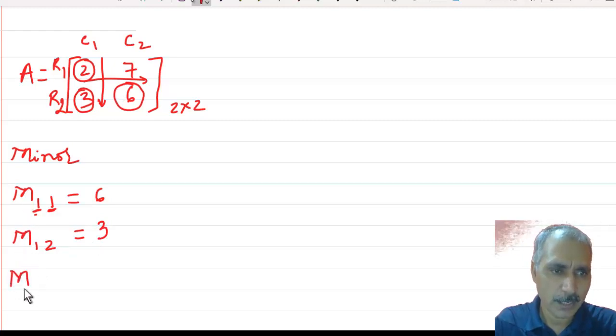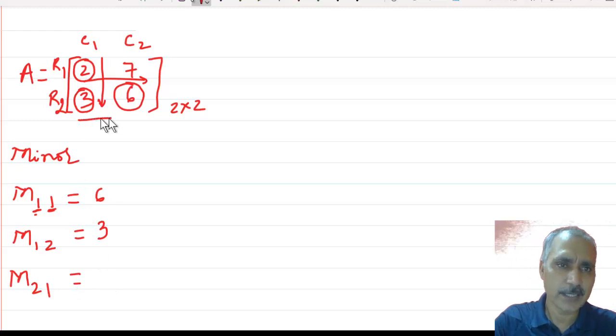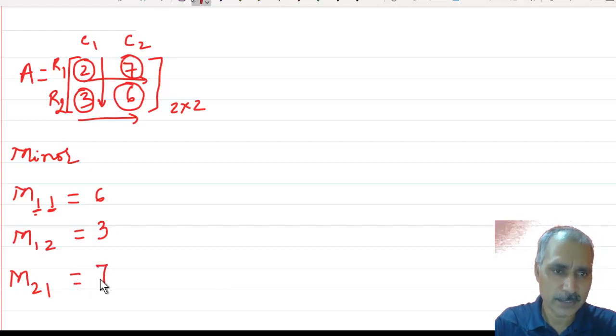That is the minor for the second row, first column element. We call that M21. Now we will hide the second row and first column. Then we are going to get this 7. The answer is going to be 7.